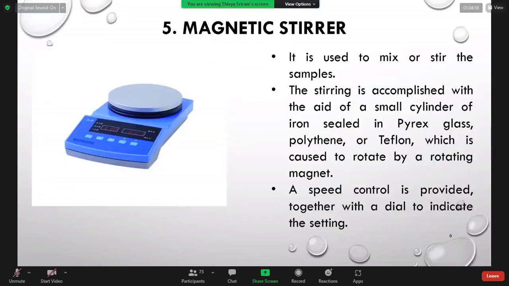Now we will see about the magnetic stirrer, which is used in order to stir the particular sample. If you want to mix the sample well, we have to use the magnetic stirrer. Nowadays, magnetic stirrers also include a heating option. So we can stir the sample as well as give heat to the sample. The speed of the stirring can also be controlled with the options available in the magnetic stirrer.